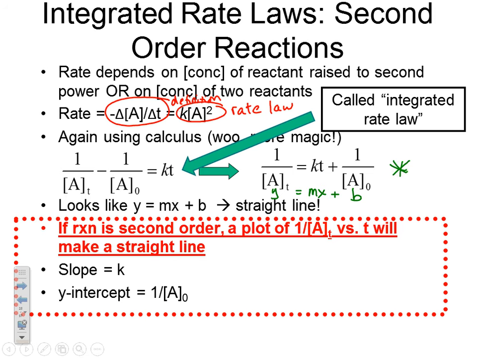When we make this graph and we get the straight line, the slope of the graph will be equal to k. Just like if we do integrated rate law for first order and we graph natural log of concentration versus time, the absolute value of the slope is equal to k, or the slope is equal to negative k. But again, the slope, the thing that is not changing, is going to be our rate constant. And the y-intercept will be 1 over the initial concentration of A.